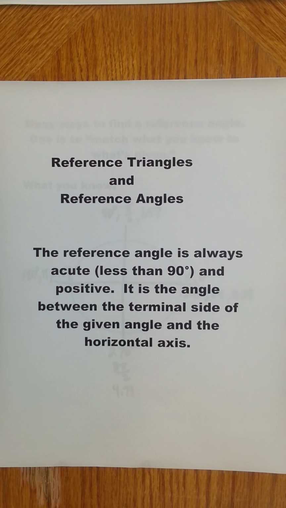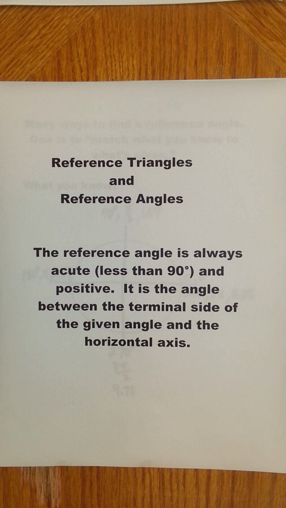Hello, this video is going to be on reference triangles and reference angles. A reference angle is always acute, meaning it's always less than 90 degrees, less than pi over 2, less than the approximation 1.57 radians, and it's always positive. It is the angle that is found between the terminal side of the given angle and the horizontal axis.